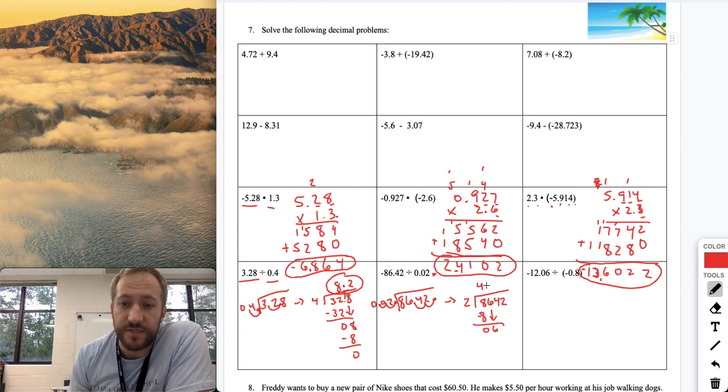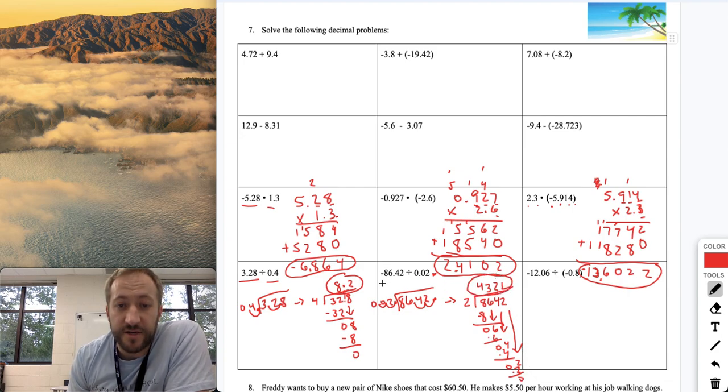2 into 6 goes 3 times. 2 times 3 is 6. Subtract, I get 0. Bring down the 4. 2 into 4 goes twice. 2 times 2 is 4. Subtract, I get 0. Bring down the last 2. 2 into 2 goes once. 2 times 1 is 2. Subtract and get 0. There's nothing left to bring down. Perfect. I'm done.